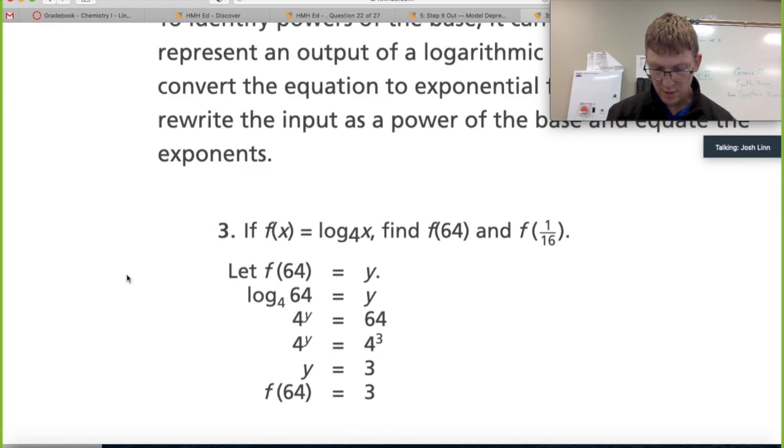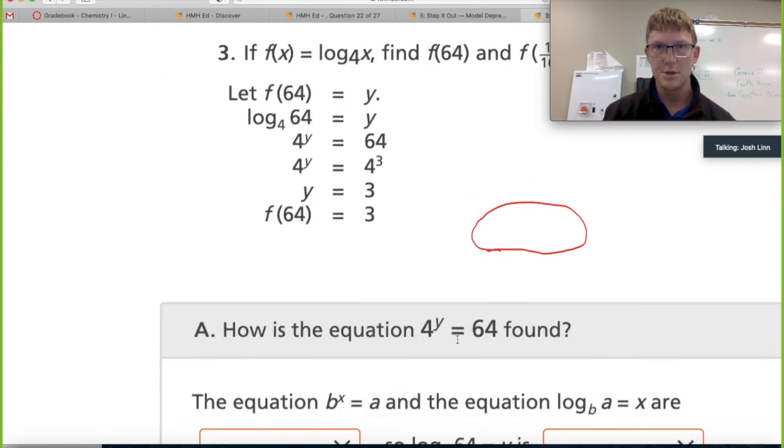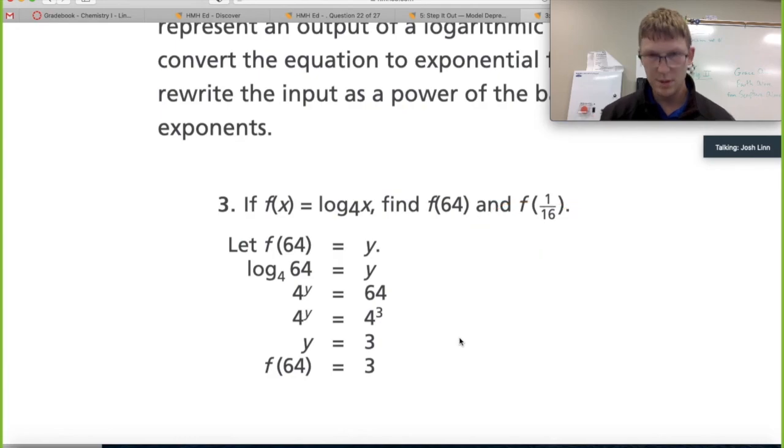So now you can do the same thing with f of 1 over 16. I assume we're going to be doing that.